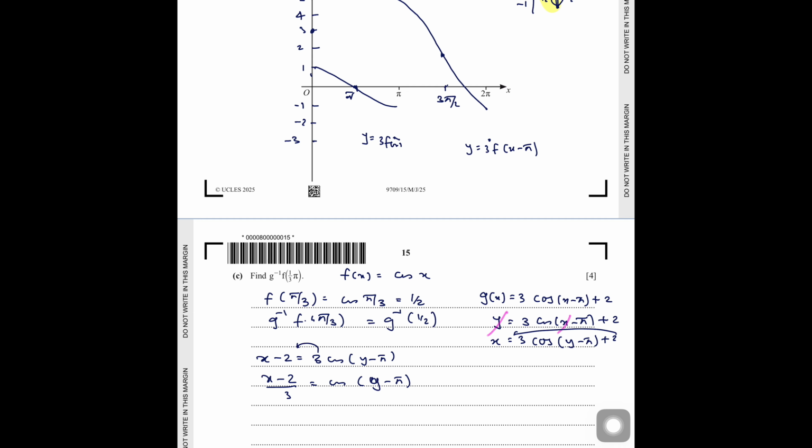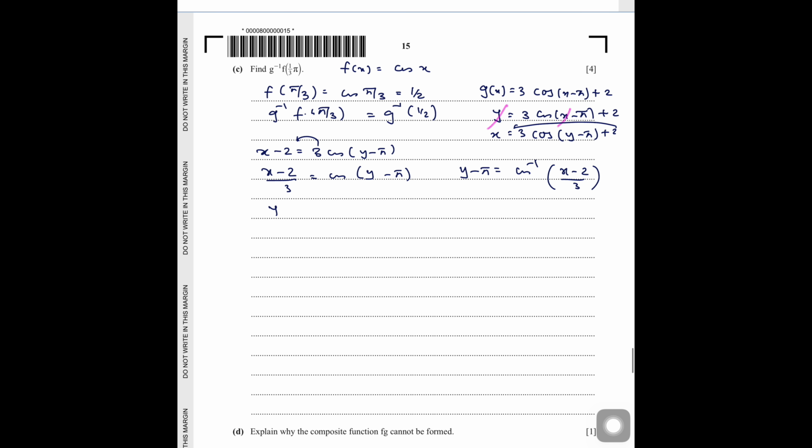Now what do I do next? Send cos to the other side. So this is y minus pi equals cos inverse of (x minus 2) over 3. Send pi to the other side. y equals pi plus cos inverse of (x minus 2) over 3. But what I need is g inverse of half. So x is half. So y is pi plus cos inverse of (half minus 2) over 3.